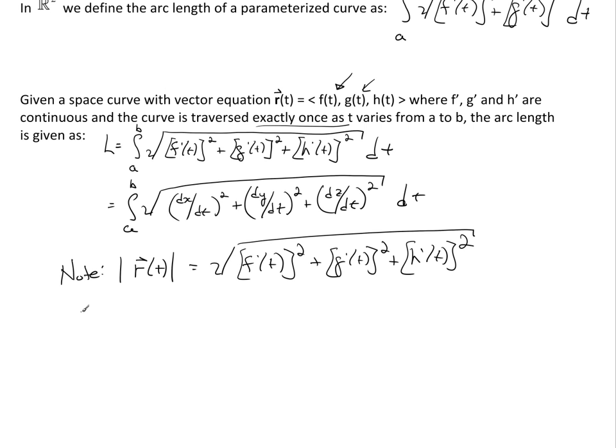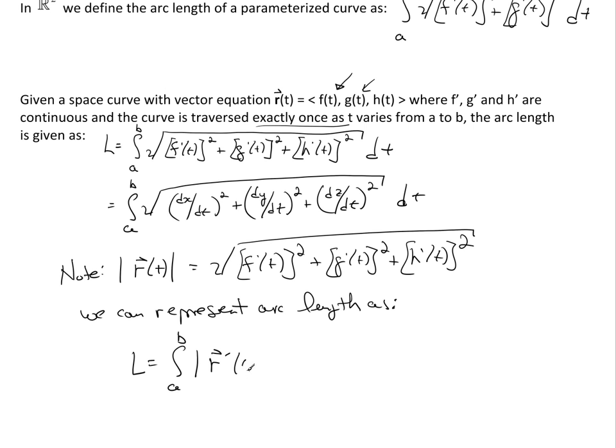So actually we can represent the arc length as simply L equals the integral from a to b of the magnitude of the derivative of the vector function of t, dt. And actually I had one typo right here.